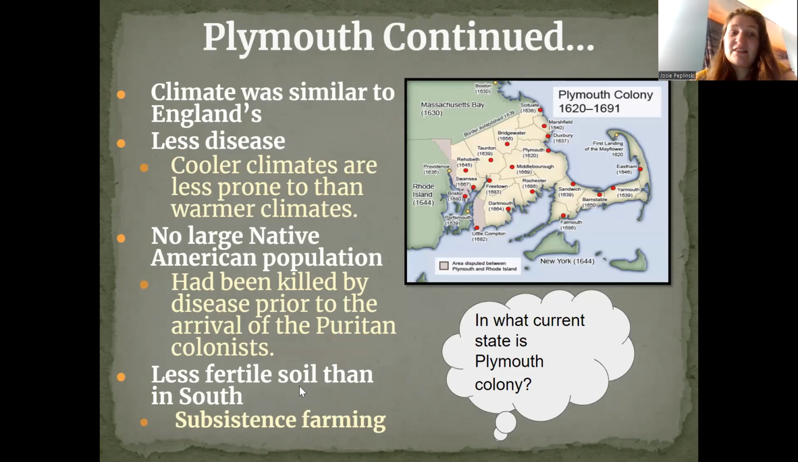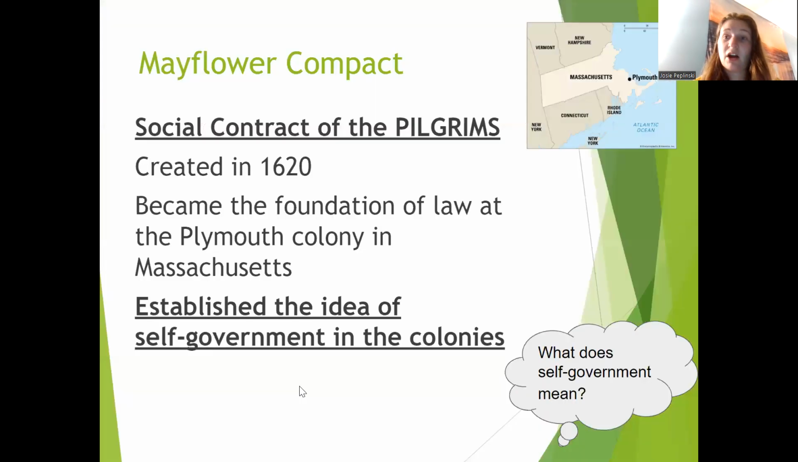Plymouth faces less struggles than Jamestown because the climate is more similar to England's. There's less disease, cooler climates. There's not a large native population here because the people who were living here had already died from disease prior to the Puritan arrival. There is less fertile soil here than in the South, so most people are just farming to sustain their own families, not to make a profit through farming.